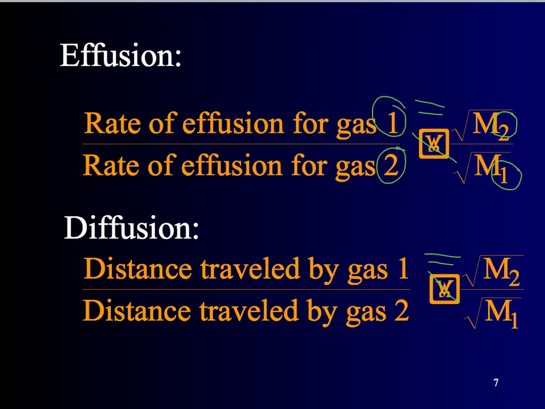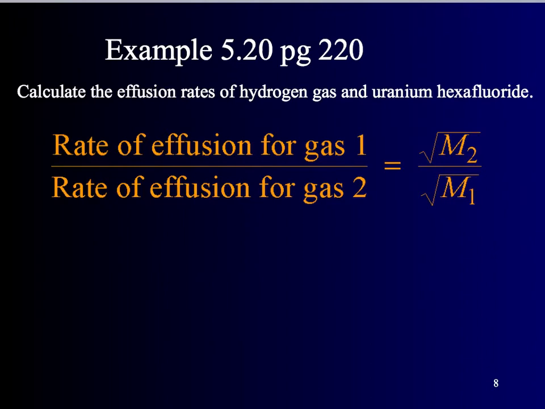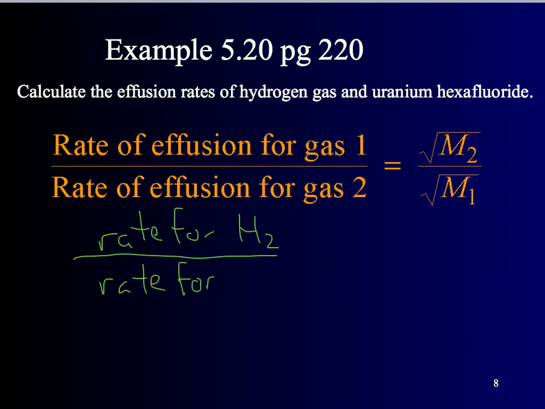Alright, let's take a look at a problem. I'm going to do the sample 5.20, which is on page 220. It says calculate the rate of effusion of hydrogen gas and uranium hexafluoride. So we're going to put the rate for H2 on the top, and we're going to put the rate for uranium hexafluoride on the bottom.